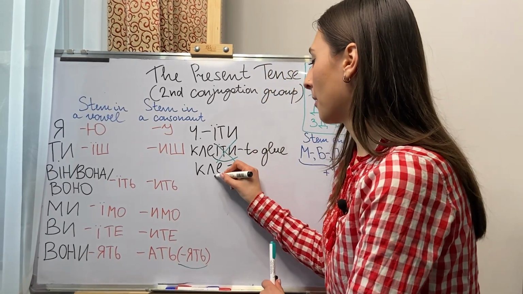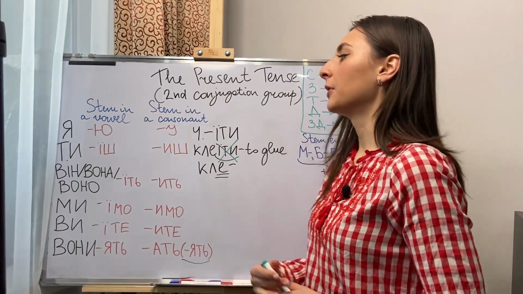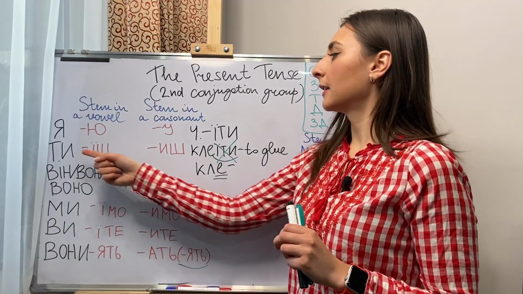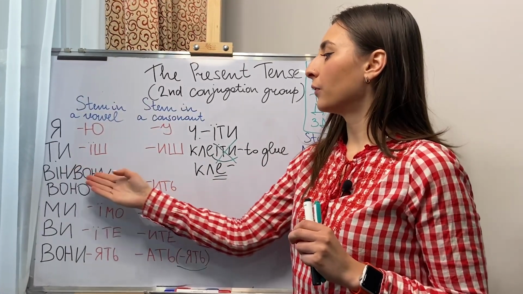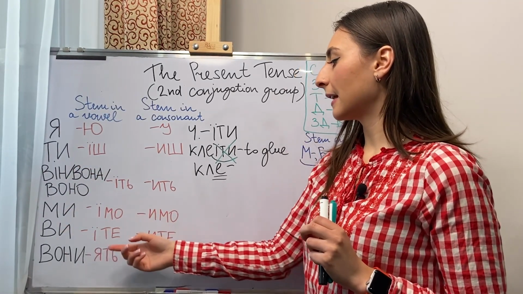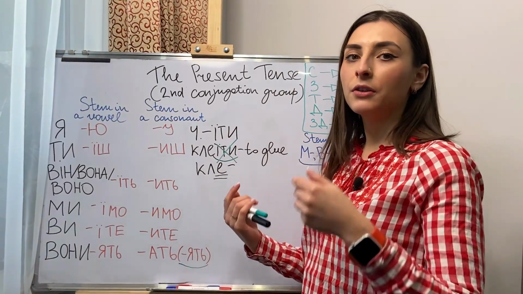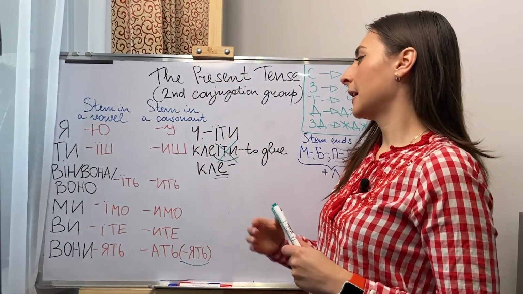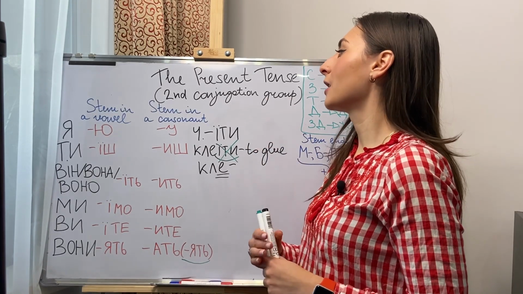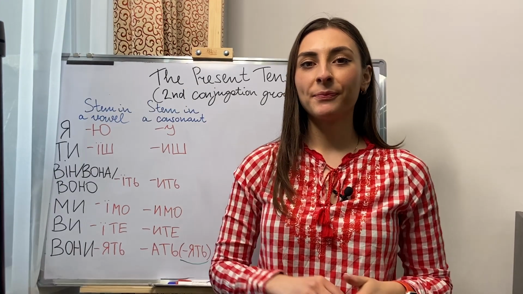It ends in a vowel. So we have to add these endings. You're right. So я клею. Ти клеїш. Він, вона, воно клеїть. Ми клеїмо. Ви клеїте. Вони клеять. So everything is easy here. You just have to pay attention at the ending їти. And when you see it, it helps you to recognize the second conjugation group. Ось так.